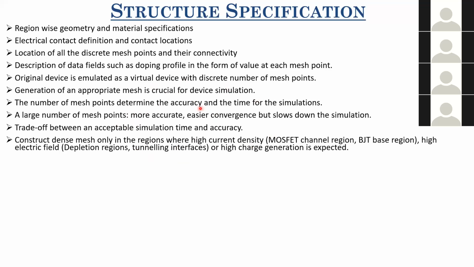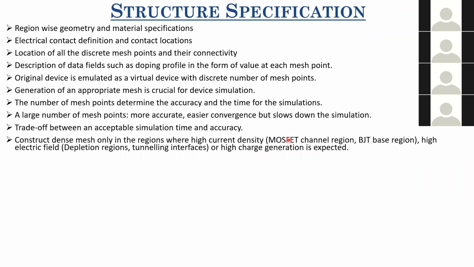So the general practice is to construct a dense mesh only in the regions where you expect high current densities. In a MOSFET, in the channel region, you expect a high current density. In a BJT, in the base region, you expect a high current density. And also in the regions where you have high electric fields, such as depletion regions or tunneling interfaces, or in the regions where high charge generation is expected because of avalanche or any other factor.